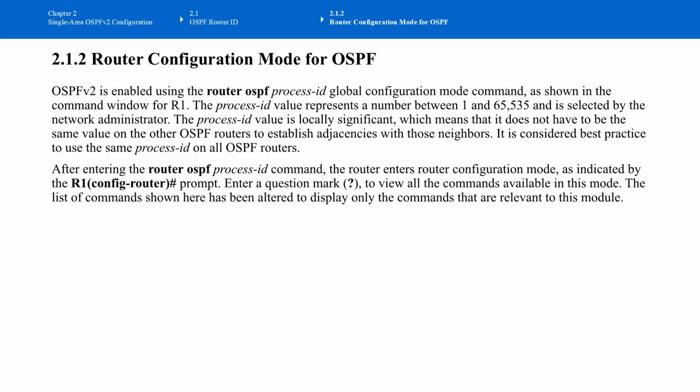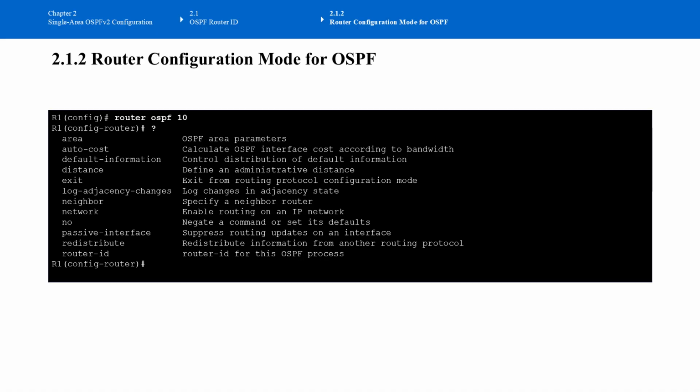We'll use the router ospf command followed by the process ID to enable OSPF version 2. After entering the router ospf process ID command, the router enters router configuration mode, as indicated by the R1(config-router)# prompt. Like most other Cisco commands, if you put a question mark, you can see the available options and attributes for the command.